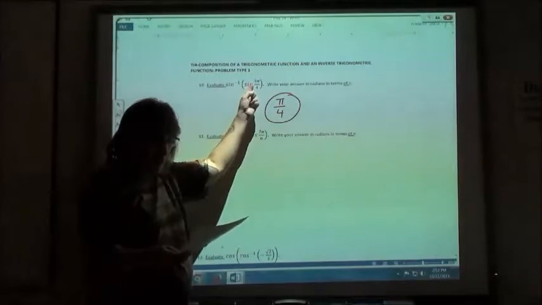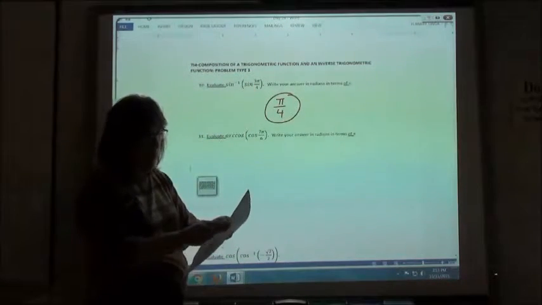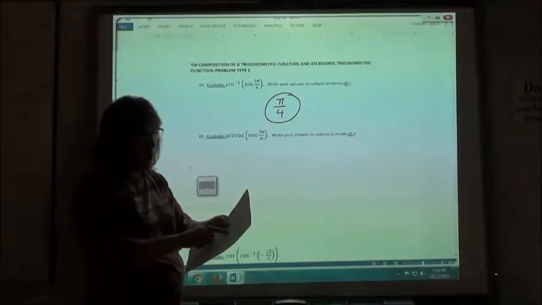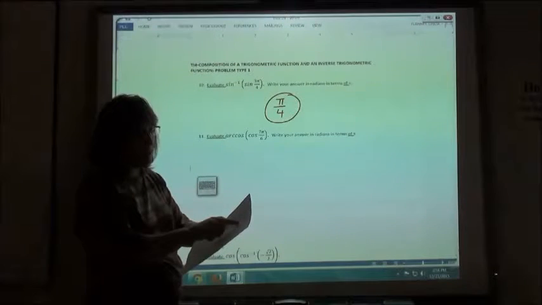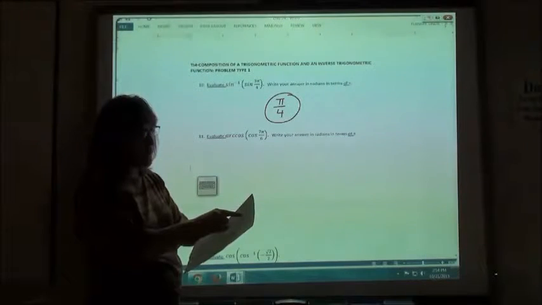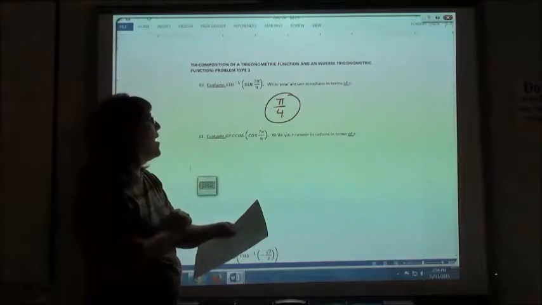So the sine of 3 pi over 4 was square root of 2 over 2. But then when I did the inverse sine, I had to go back up to quadrant 1 since my sine was positive. And so the inverse sine of square root of 2 over 2 would give me pi over 4.